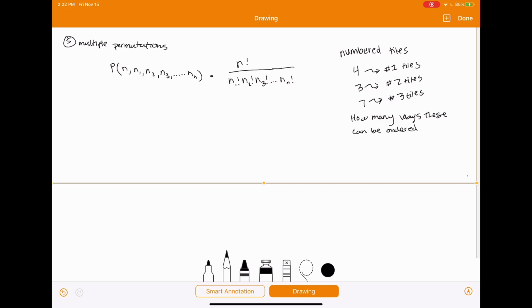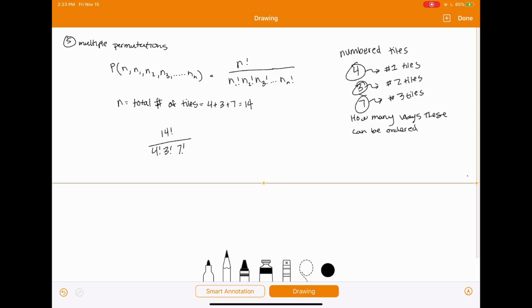All right, so first thing you want to do is we want to find n. So that's just going to be our total number of tiles, which is equal to 4 plus 3 plus 7, which is going to be 14. All right, so we'll just have 14 factorial all over factorials for each individual event. So 4 factorial times 3 factorial times 7 factorial.